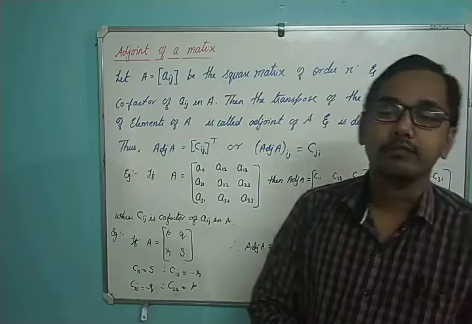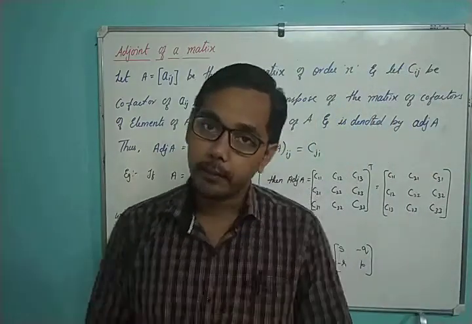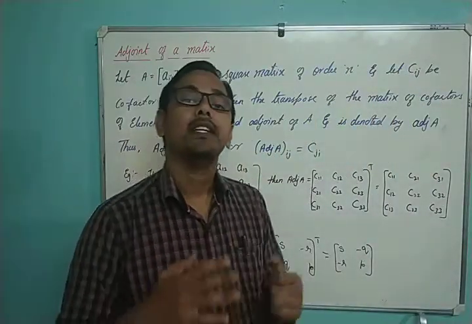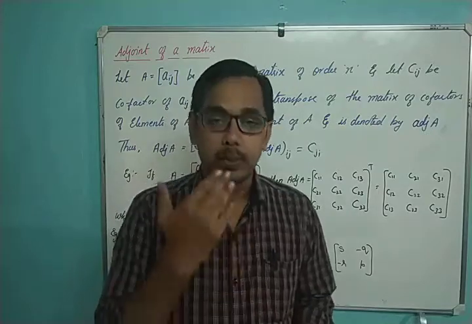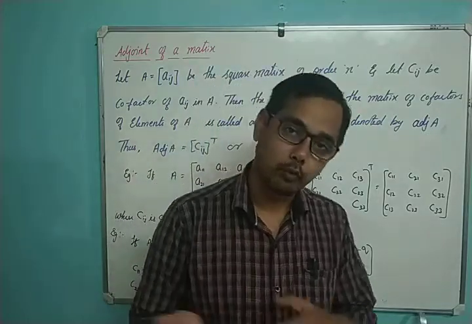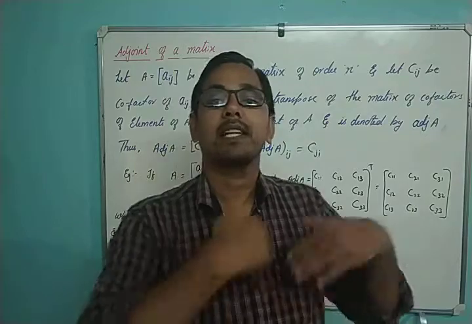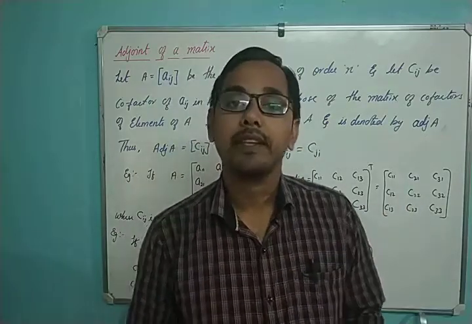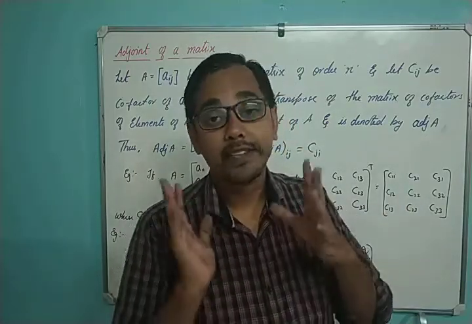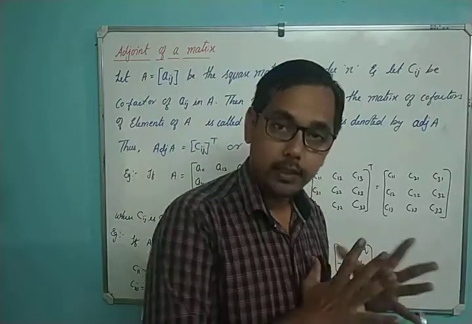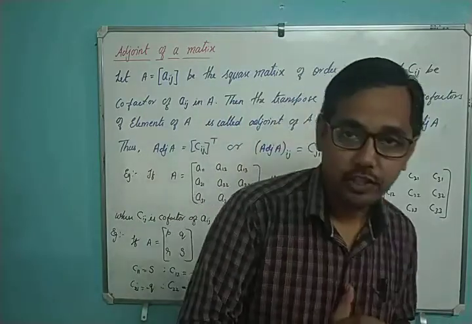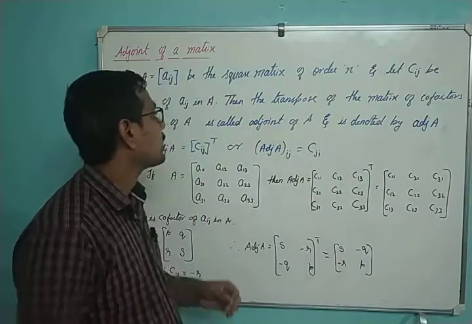What is adjoint A? As I said, adjoint of any matrix A equals [Aij] is nothing but the transpose of its cofactor matrix. So first you need to find the cofactor matrix, then if you take the transpose, then you will get the value of adjoint A. That is the common definition of adjoint A through the conventional method, right?